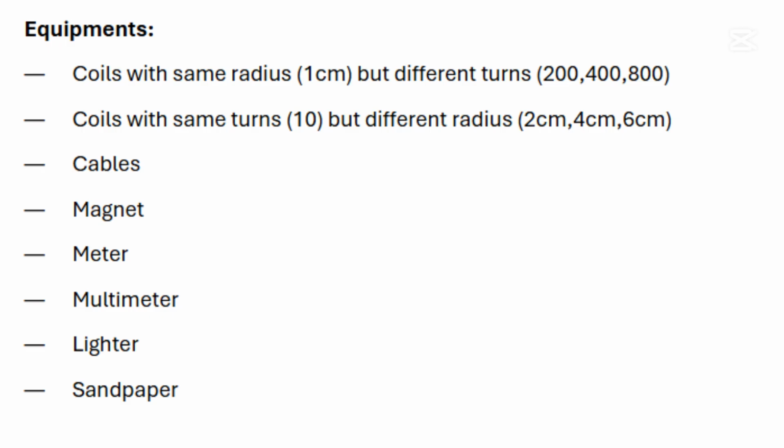I used a magnet for creating the magnetic field, a multimeter for measuring the voltage, and a lighter and sandpaper for preparing the wire, because my wires aren't conductive, and using them I make them conductive.